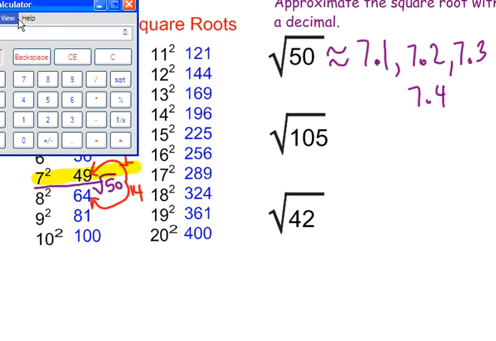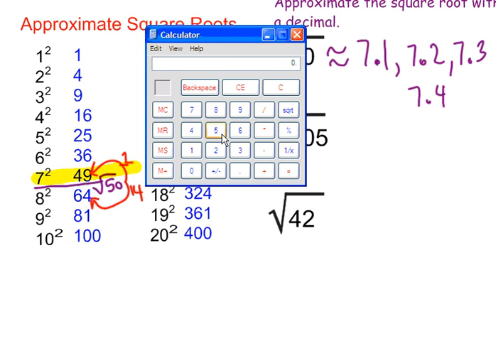Let's check on a calculator to see what it actually is. The square root of 50 is 7.07, which would round up to 7.1.